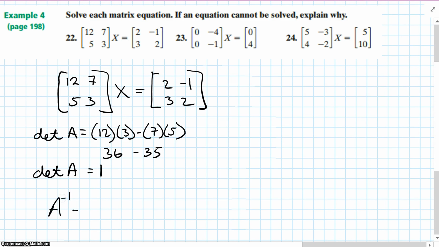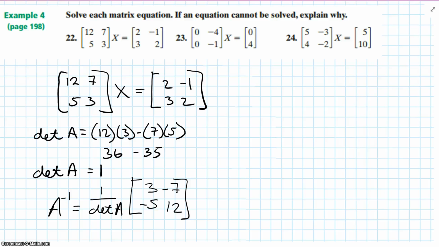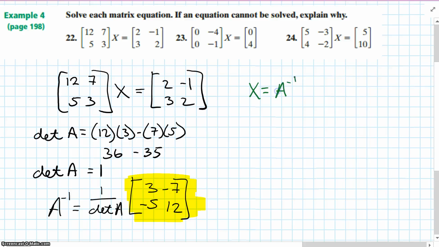Okay. The multiplicative inverse of A is 1 over the determinant of A times our D value, which is 3, our negative B, negative 7, negative C, negative 5, and our A value, 12. Well, our determinant was 1, so 1 over 1 is 1. So our inverse is just this. Now we can go back to the original equation. X equals the multiplicative inverse of A times B. So X is going to equal 3, negative 7, negative 5, 12. That's our A inverse.